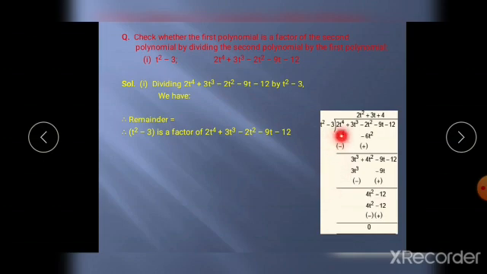Divide the first term with the first term. You will get 2t square, multiply and it will get cancelled. Step 2 is also the same thing and you will get the remainder as 0. If the remainder is 0, then it is a factor.